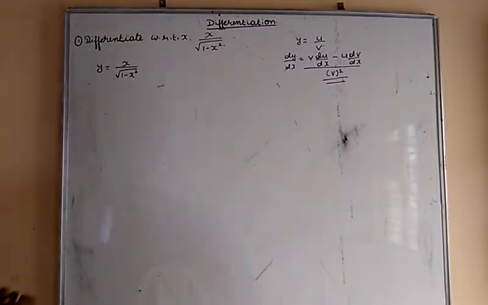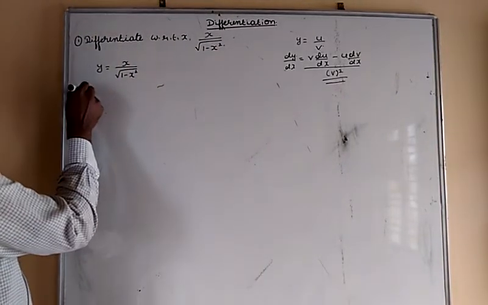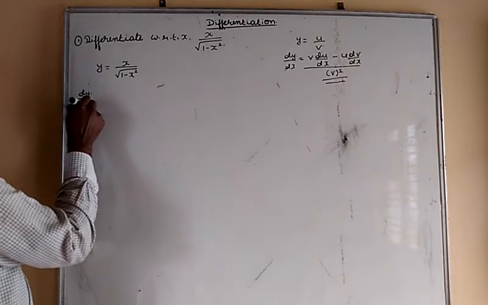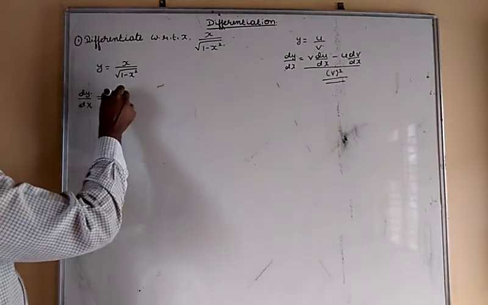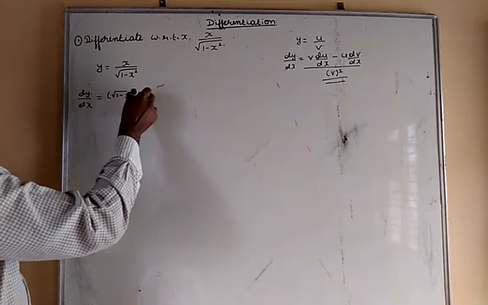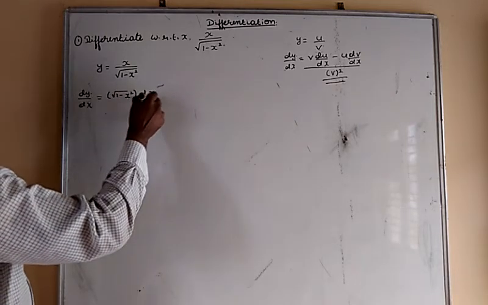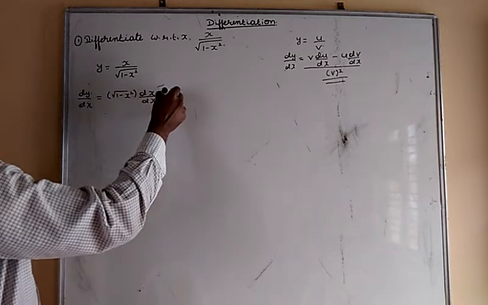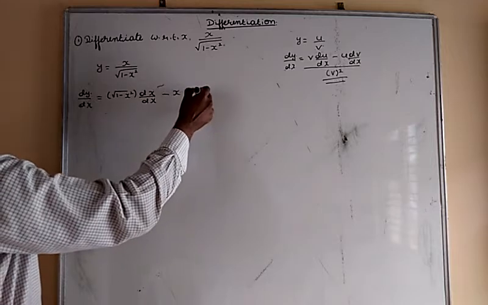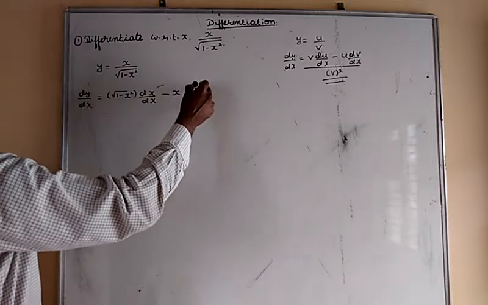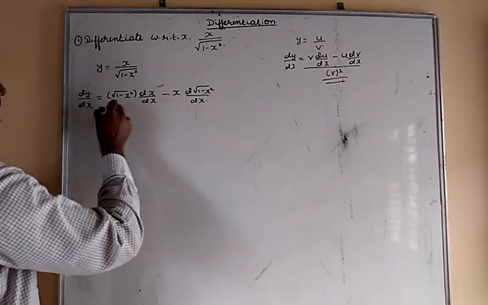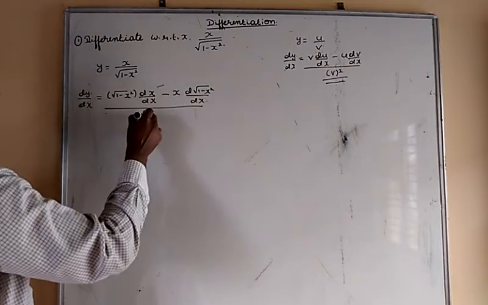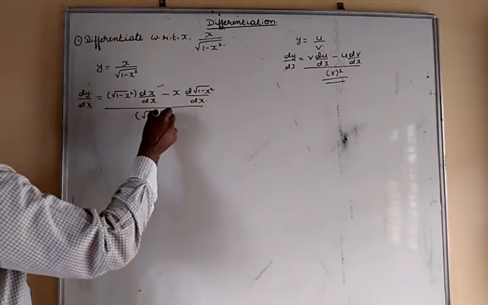Okay, let us apply here. So differentiation of y with respect to x is equal to denominator differentiation of numerator, which is x, minus x into differentiation of denominator by denominator whole square.